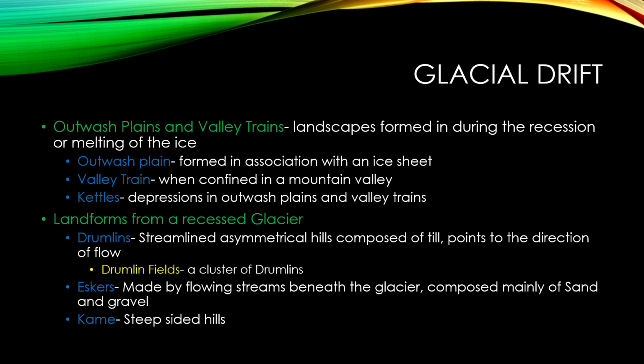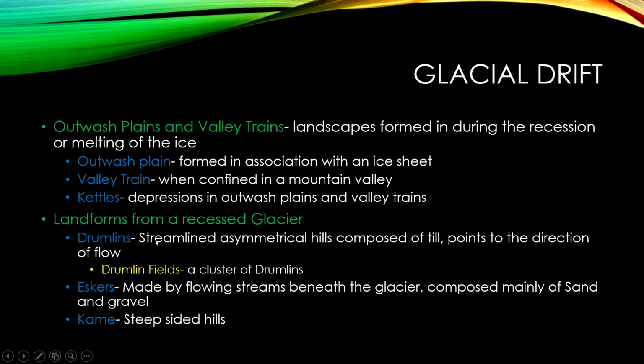And then we have your other formations, which are the outwash plains and your valley trains. These are landscapes formed during the recession or melting of the ice. The outwash plain is formed in association with an ice sheet, the valley train when confined in a mountain valley, and the kettles are depressions in outwash plains and valley trains.